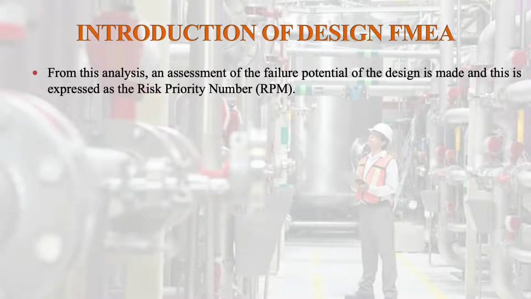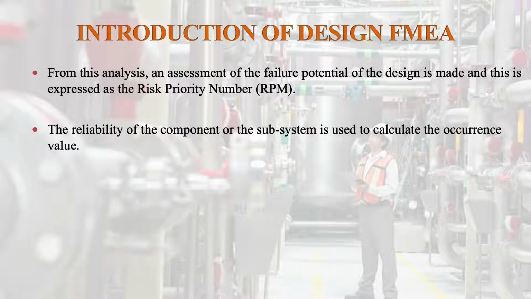From this analysis, an assessment of failure potential of the design is made, and this is expressed as the risk priority number. The reliability of the component or the subsystem is used to calculate the occurrence value. To measure anything, we should have some number. So for that, here we have to find out the risk associated with that failure mode or failure of a particular machine or a process. So what will be the effect? It will be measured as the risk priority number.